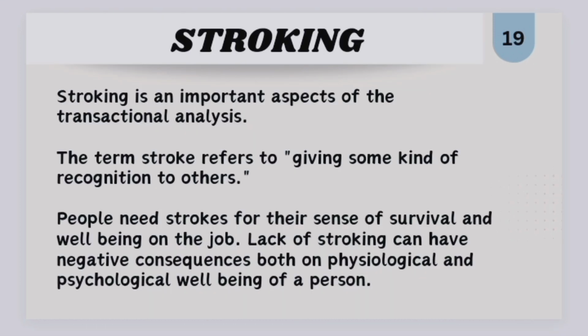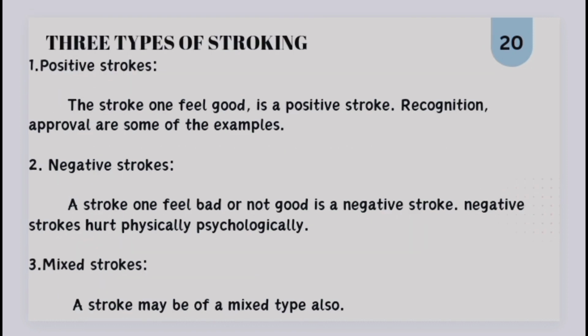The sixth one is stroking. Stroking is an important aspect of transactional analysis. The term stroke refers to giving some kind of recognition to others. People need strokes for their sense of survival and well-being on the job. Lack of stroking can have negative consequences on both the physical and psychological well-being of a person. There are three types of stroking: positive strokes, negative strokes, and mixed strokes.